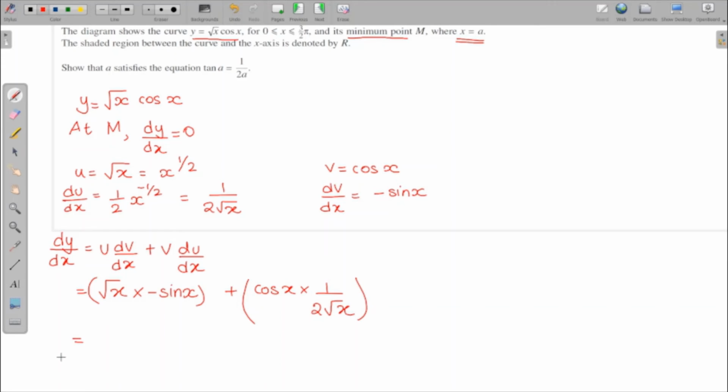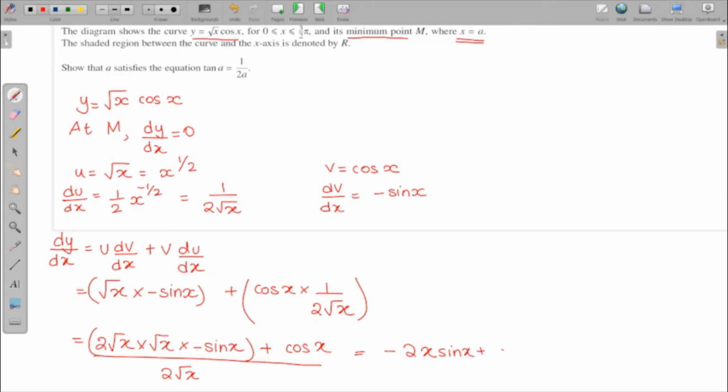So we can simplify this further. If I multiply this side with 2 root x, so this will become 2 root x into minus sin x plus cos x, whole thing divided by 2 root x. So this will become 2 into x, because root x into root x will give you just x. So this will become minus 2x sin x plus cos x, divided by 2 root x.